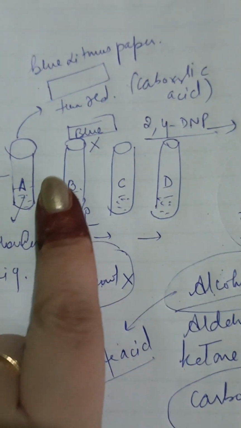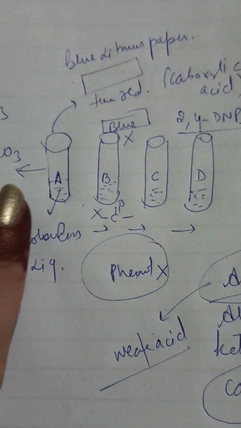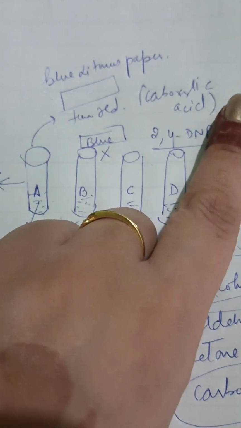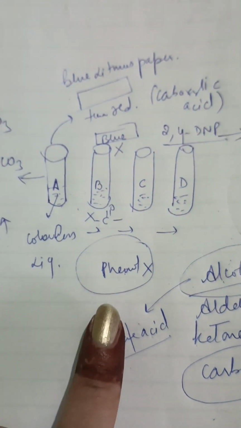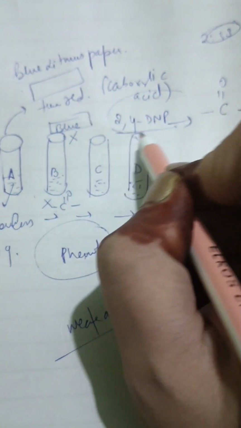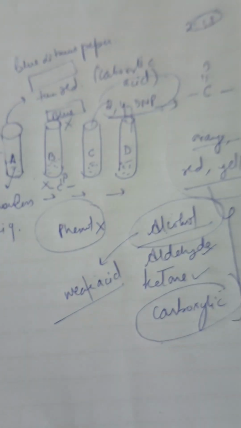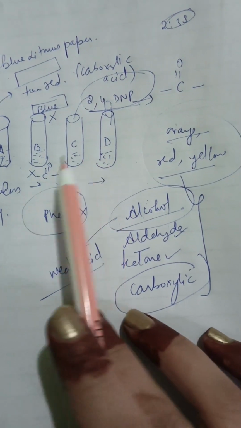Okay, let's move forward. Now we are left with two samples C and D. We have already detected A, which was coming out to be carboxylic acid. We have detected B, which was coming out to be alcohol. Now, suppose again what we are going to do with C and D. We are going to add 2,4 DNP to both of it. And now, because we are left with ketone and aldehyde only, that means they are going to give you PPT.